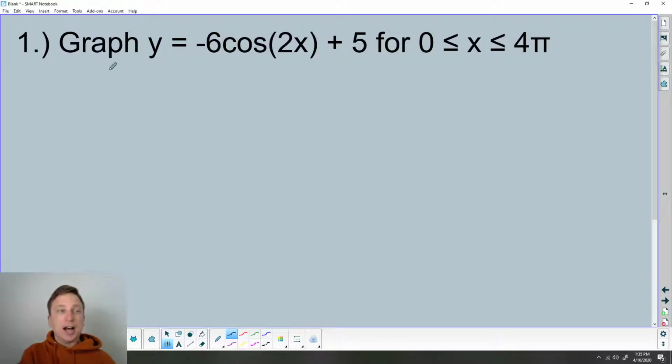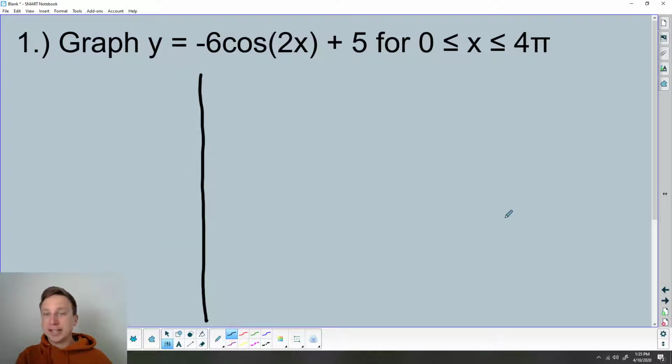Setting this up, graph y = -6 cosine of 2x + 5, with that plus 5 outside of the cosine function. We're going from 0 to 4 pi radians in this case. I noticed that last time I was writing over here and it didn't fit, so let's make sure that doesn't happen again. So when we set up this graph, we know our x-axis is from 0 to 4 pi. What we don't know yet is our y-axis. Let's start thinking about that.